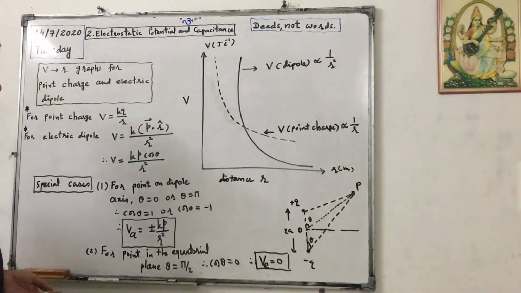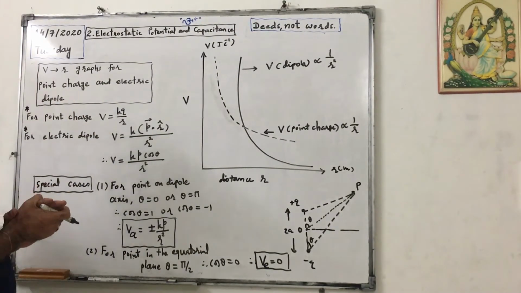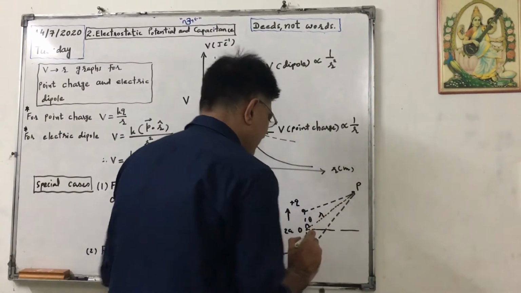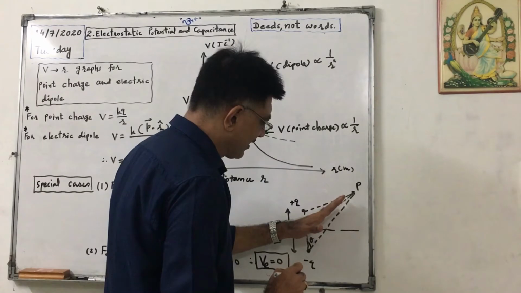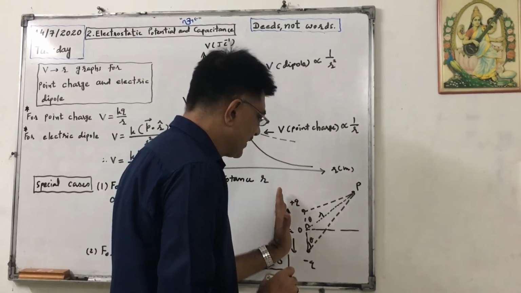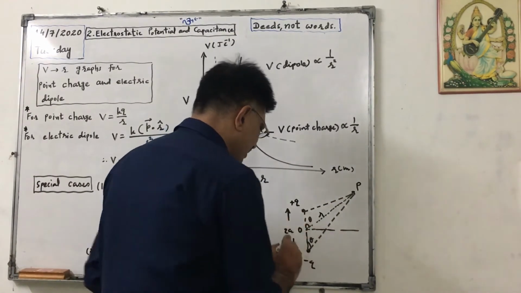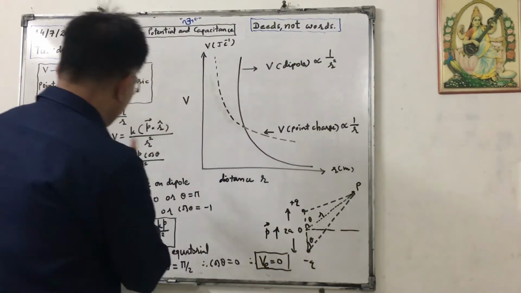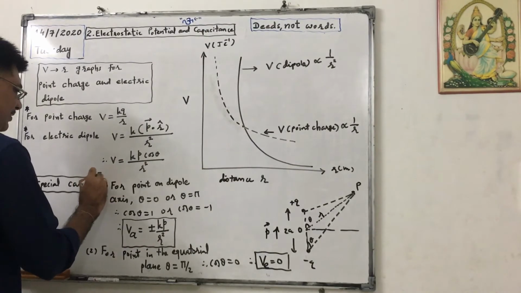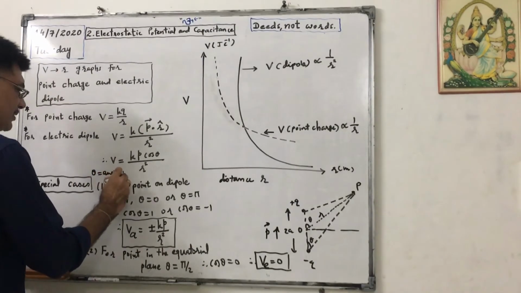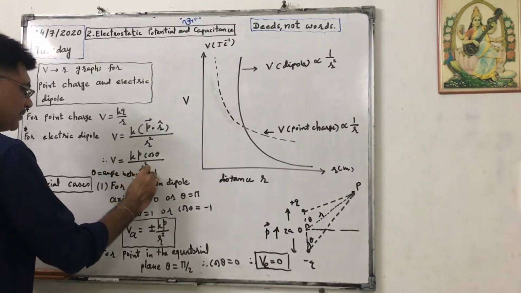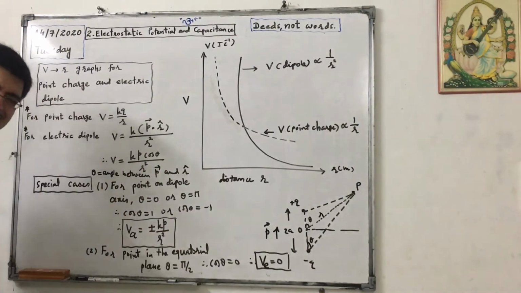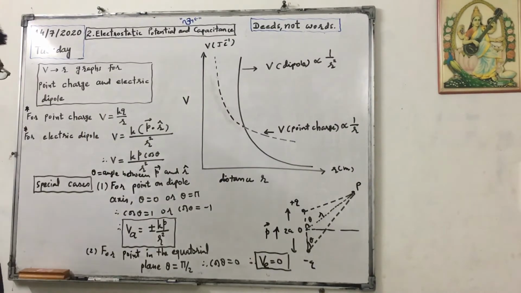Now, what is theta? Theta is the angle between vector P and vector R. This is R for us, this direction is vector R, so R cap is this direction, and P is this direction. The angle between vector P and R cap is theta. Theta equals the angle between vector P and vector R cap. So this is the formula for the electric dipole.